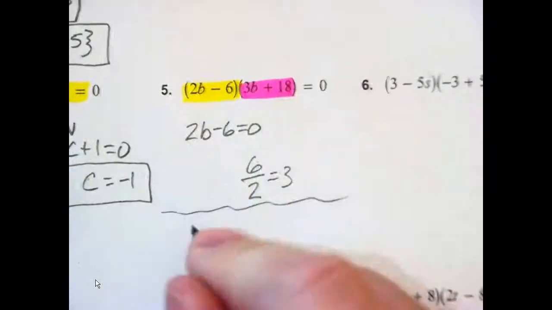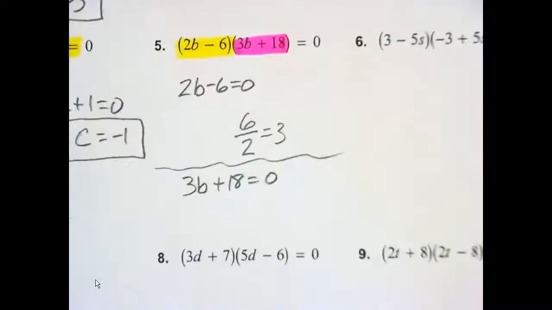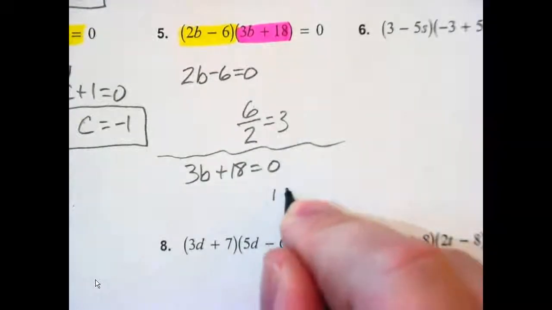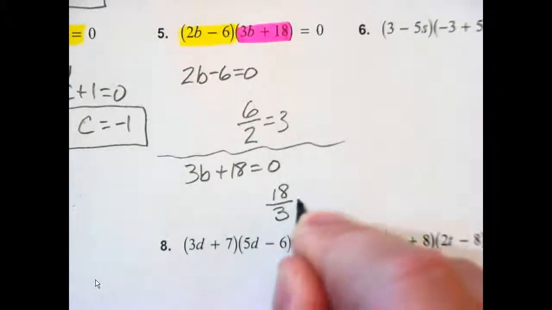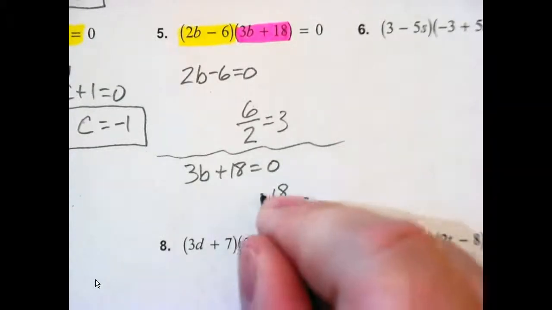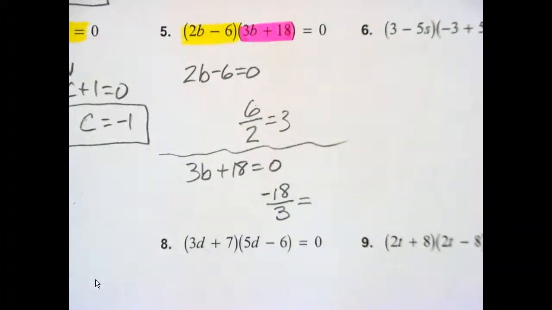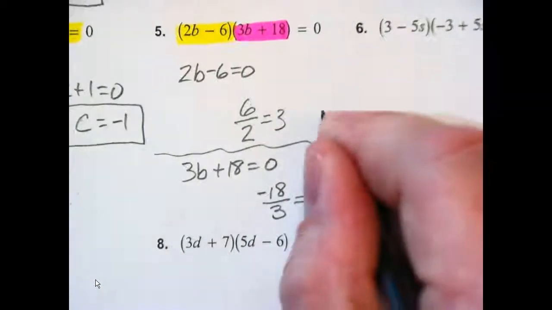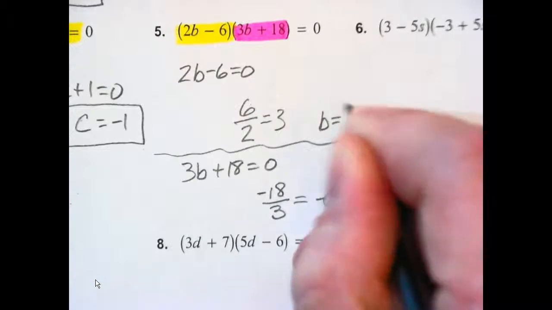Okay, and then you have 3b plus 18 equals 0. Tell your neighbor the two steps. Subtract 18 and divide by 3. We get negative 6. So our solutions: b equals 3 and negative 6.